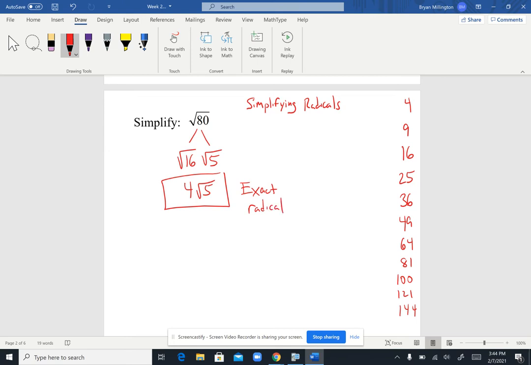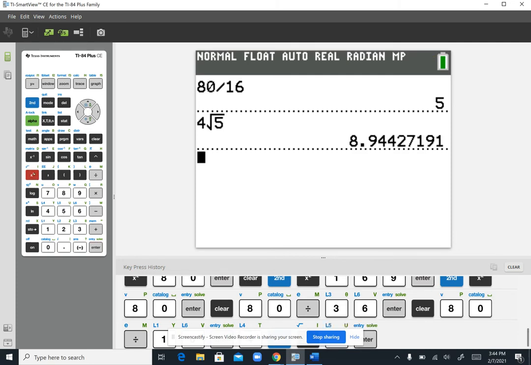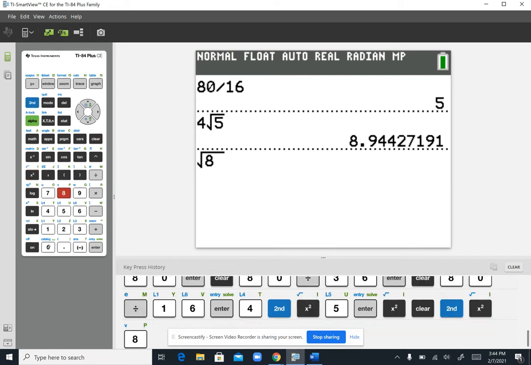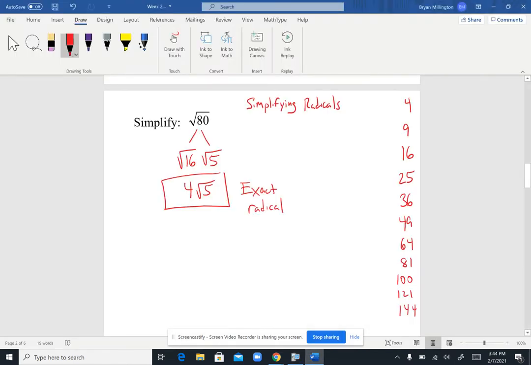Cool. What's interesting too is, remember I said square root of 80 was like 8.94. You could do the number that it ended up being, 4 root 5, and you still get 8.94, right? Just like we got when we did square root of 80. So they're really the same number. They're just expressed in different ways. And there's reasons in math why you'd want to simplify a radical and leave it as 4 root 5 instead of just leaving it as square root of 80.